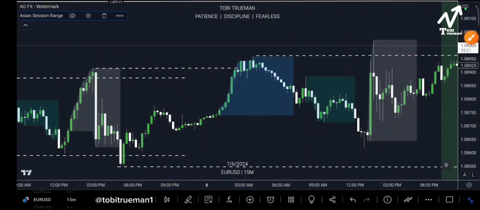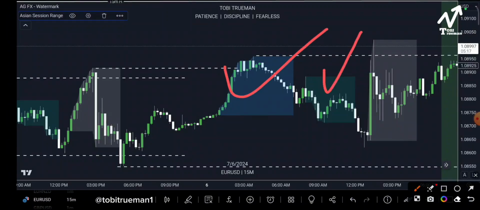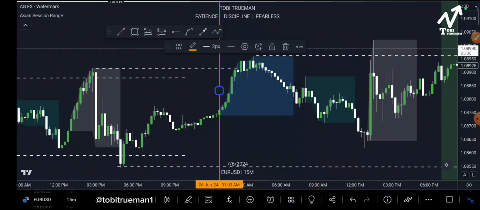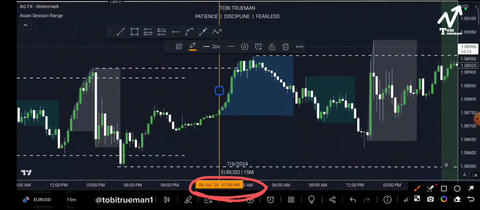When that is done, you can see that this is the Asian session, London session, and the New York session. Using this vertical line that I put there, you can see when this started, which is around 1 o'clock Nigeria time, because my TradingView is following my local time.